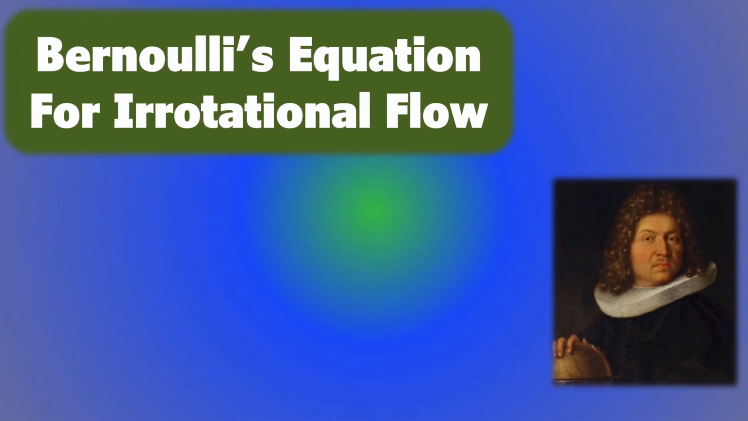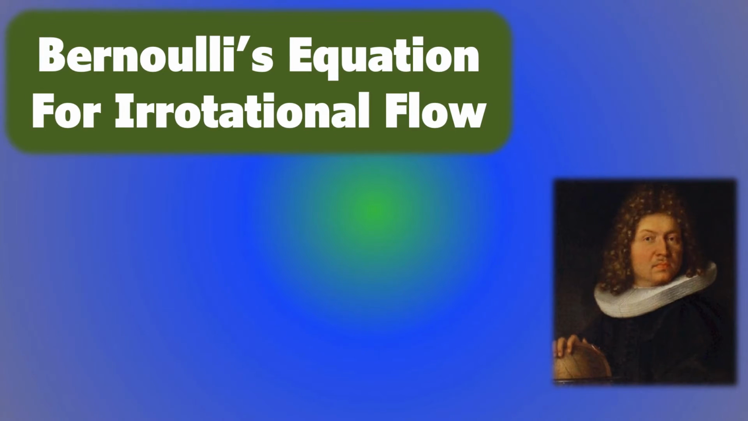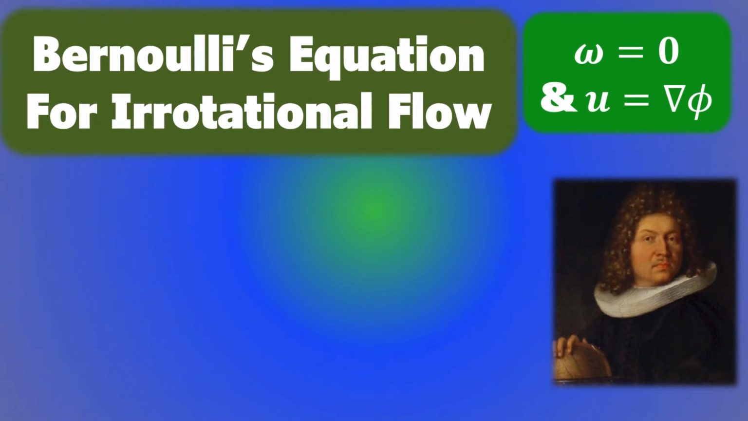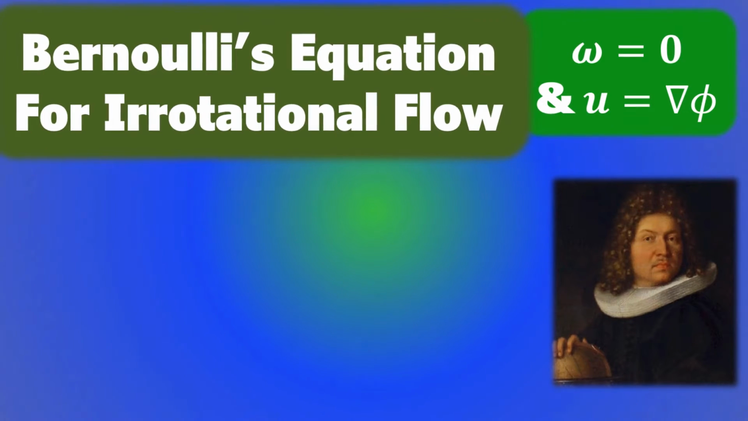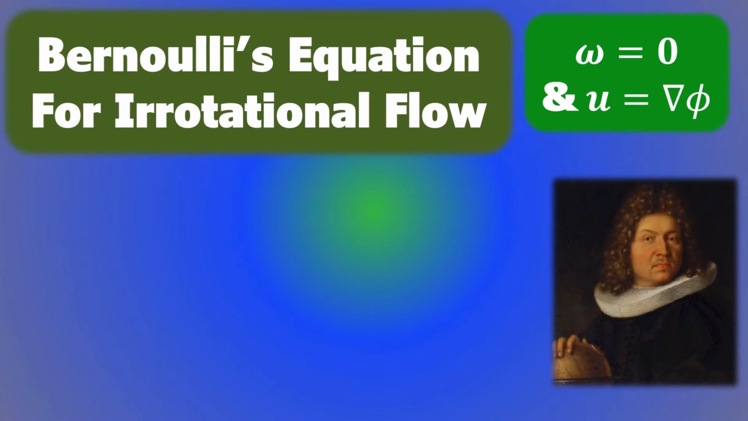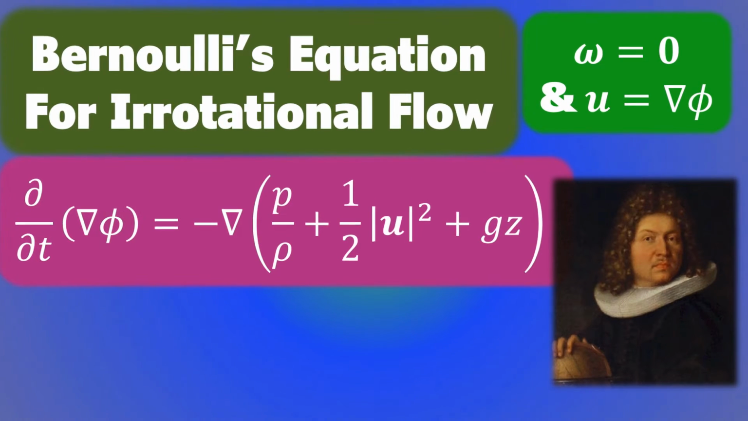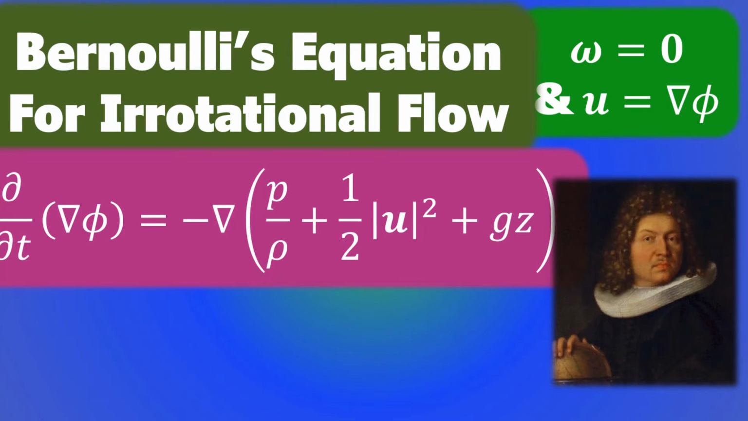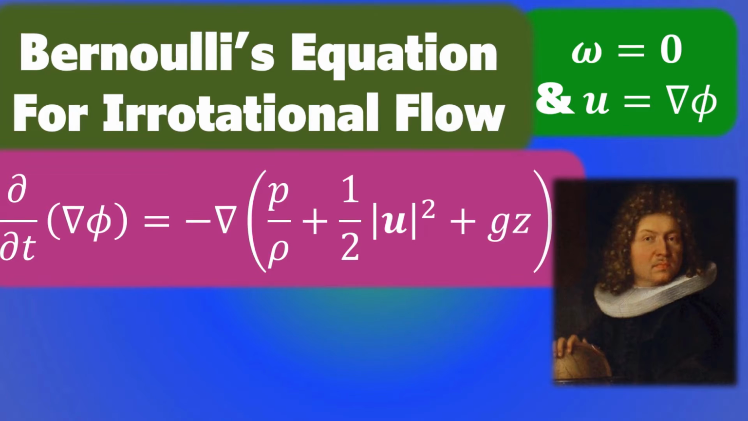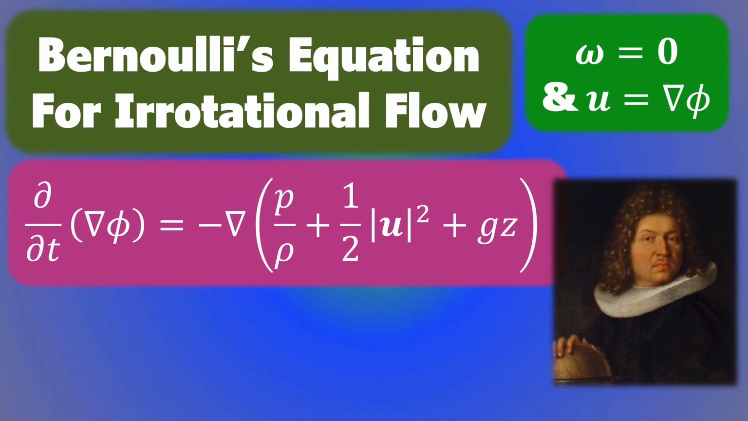Now, let's consider Bernoulli's equation for irrotational flows. For an irrotational flow, omega equals the zero vector and u equals the grad of phi for some scalar field phi. Substituting this into the rearranged form of Euler's equation, we get that the partial derivative of grad phi equals minus the grad of pressure over density plus a half u squared plus gz.